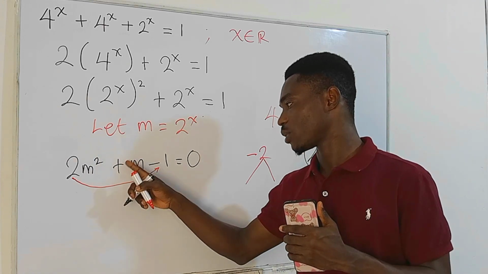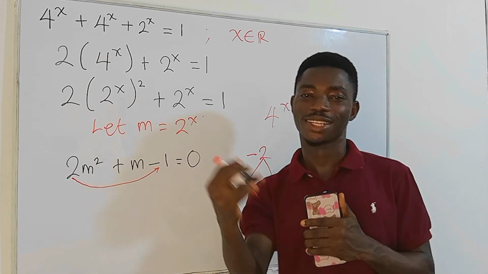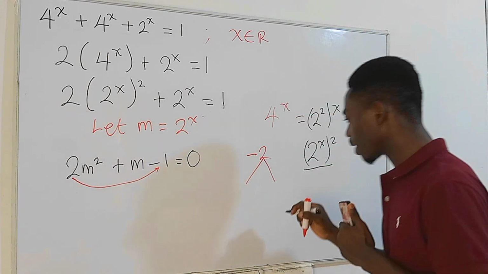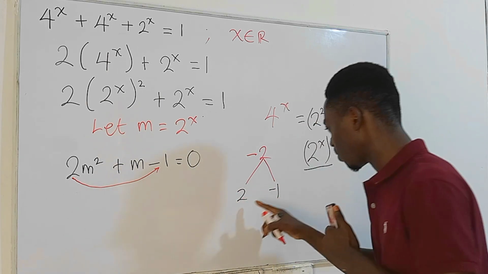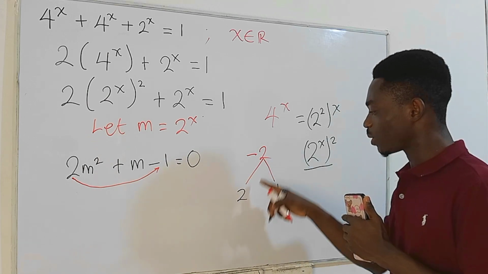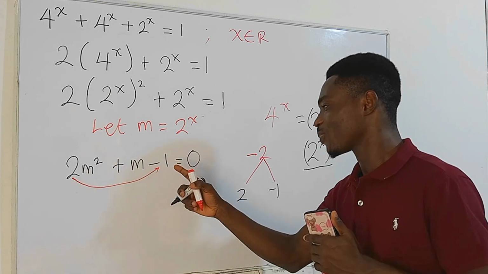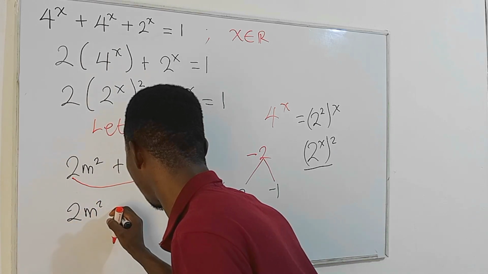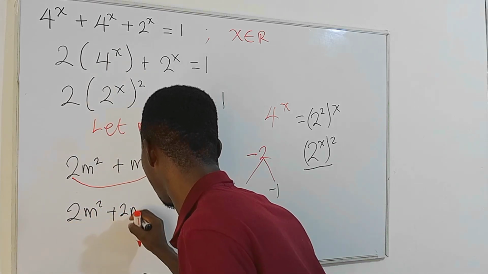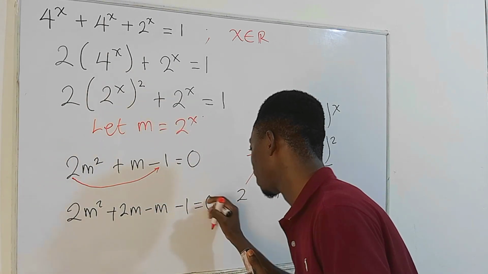Of course, there is 1 right here, but we don't write it because any number times 1 is the number itself. Cool. So the factors are 2, -1. 2 times -1 is -2. 2 plus -1 is +1. So we are going to replace that with that. So we have 2m squared, then plus 2m minus m minus 1 is 0.